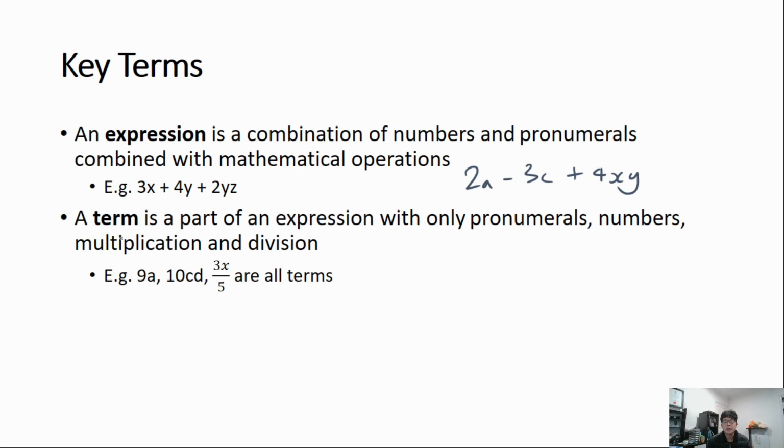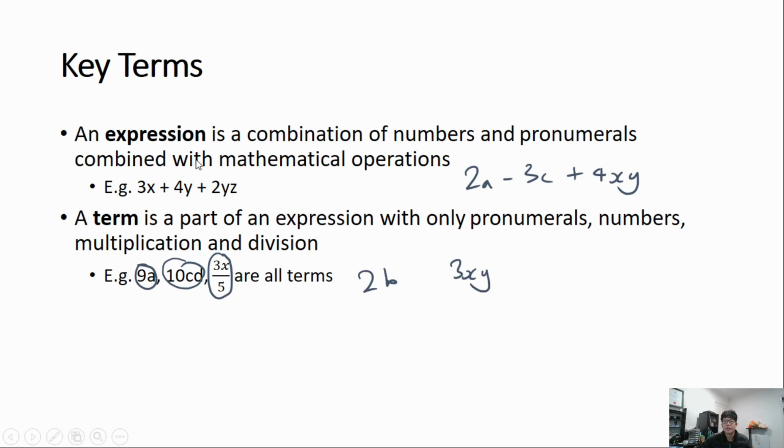Also, a term is a part of an expression with only pronumerals, numbers, multiplication, and division signs. So this is an example of a term. That's also an example of a term. 9a, 10cd, and 3x over 5. They're all examples of terms. So also 2b will be another example of a term. 3xy is also another example of a term. So they're just pronumerals and numbers with either only multiplication and divisions.